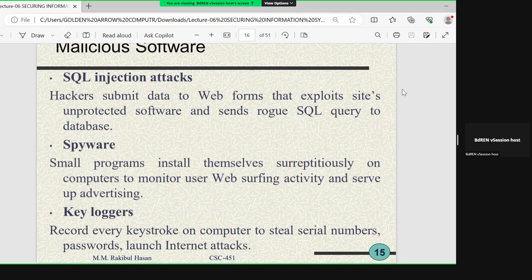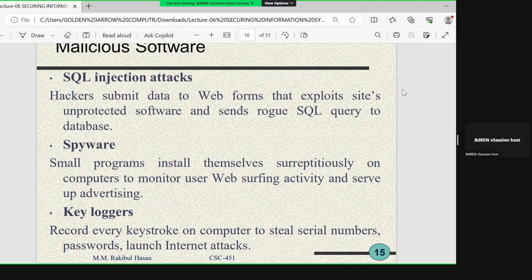Then the next one, keylogger. Basically, it can record all of your keystrokes by using the keyboard. What you are typing, it can record, maybe in a note file. Then at regular intervals they send the file to the hacker.